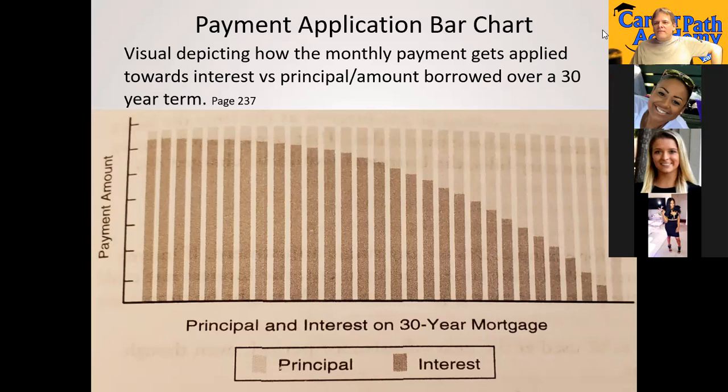Well, on average, how long do people stay in homes these days before they sell them? 5 to 7 years. So you're probably not going to be in that loan for that full 30-year term. So they want to pack that interest up front, get as much out of you as possible up front. That's why. That makes sense, right? Yeah, that makes sense.